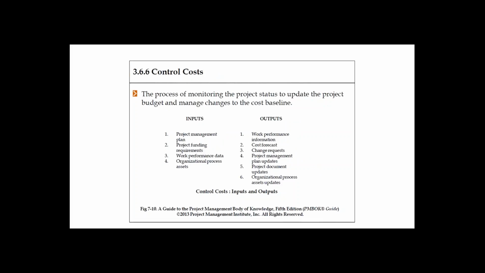Control cost: similar to the schedule, you control the cost. It is the process of monitoring the project status to update the project budget and manage changes to the cost baseline. Similar to that, the project management plan is the input, along with project funding requirements, work performance data, organization process assets, and then outputs.